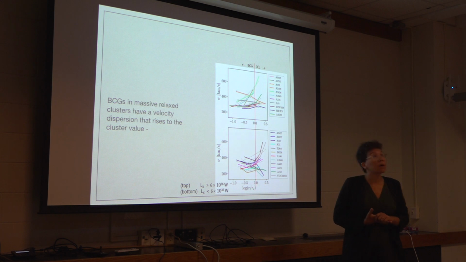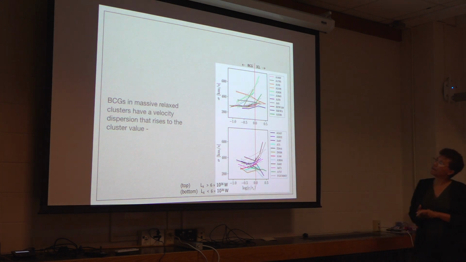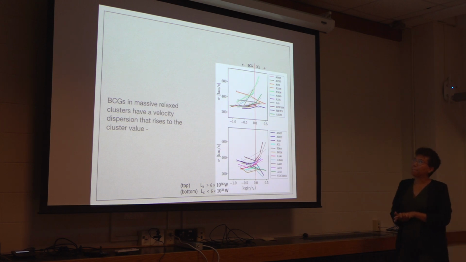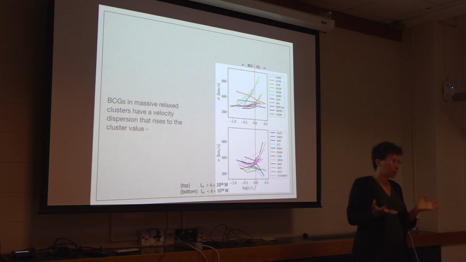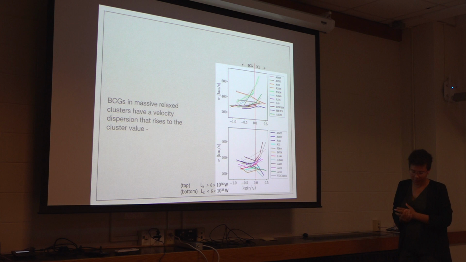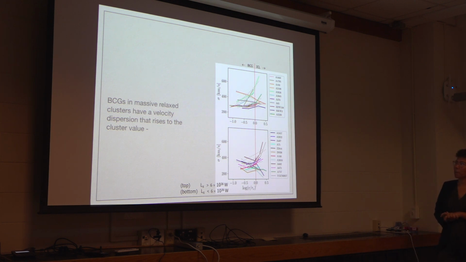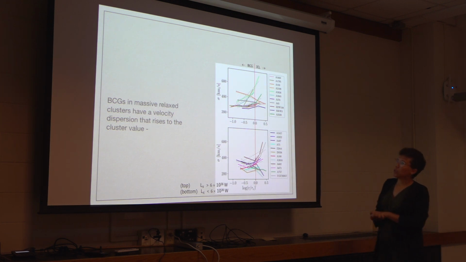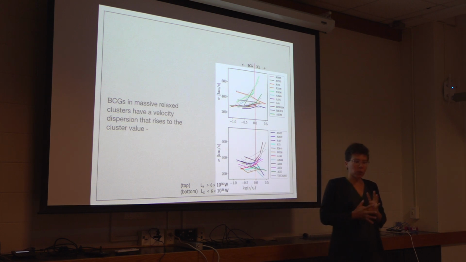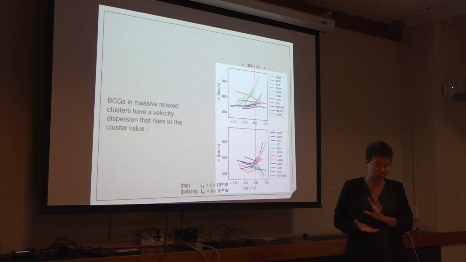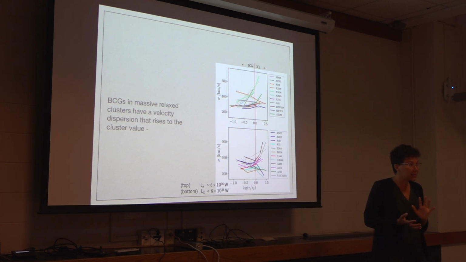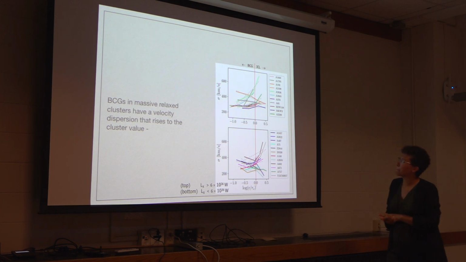Okay, the final property we're going to compare is the velocity dispersion. So to look a little bit at the kinematics, moving away from the stellar populations. BCGs in massive, relaxed clusters have velocity dispersions that rise sometimes to the cluster value. It'll take me a couple of slides to show that.